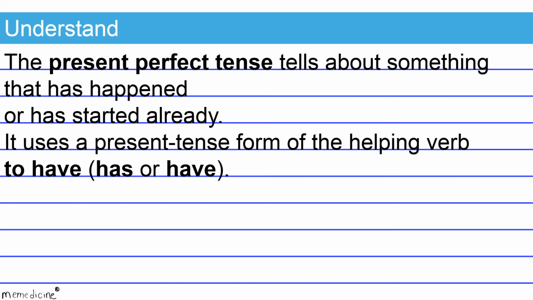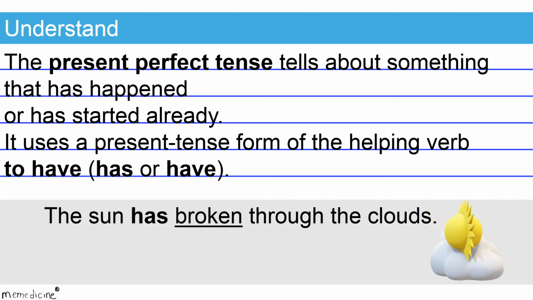Check out these examples. The sun has broken through the clouds. Note that here, has is the third person singular form of the verb to have. Again, it agrees with its singular subject, the sun. Also notice that the main verb broken is the past participle of the verb to break. The past participle verb form of break is obviously irregular. The verb form has broken is the correct present perfect tense.